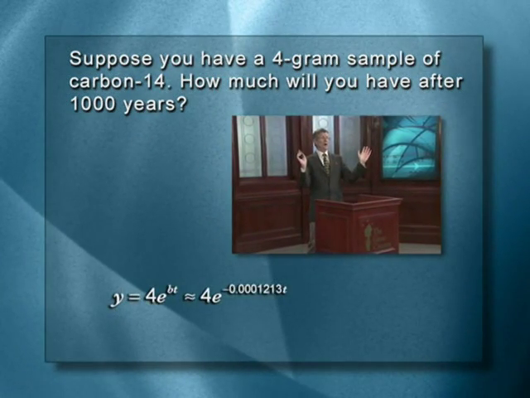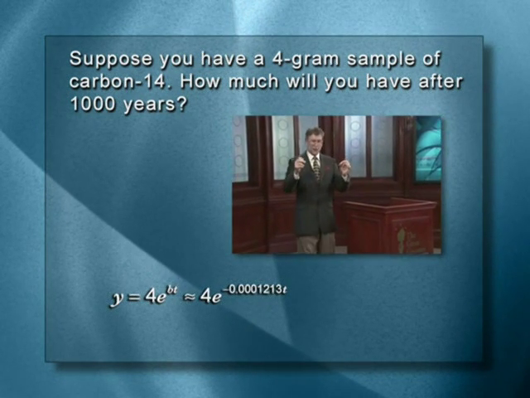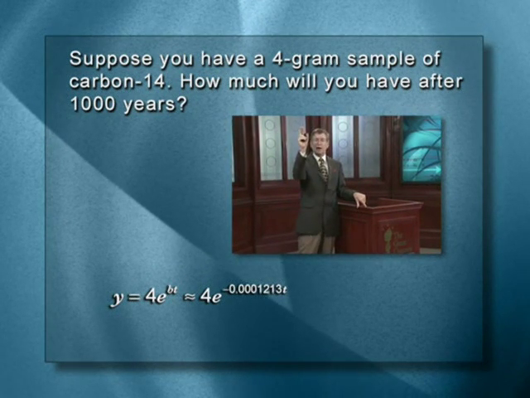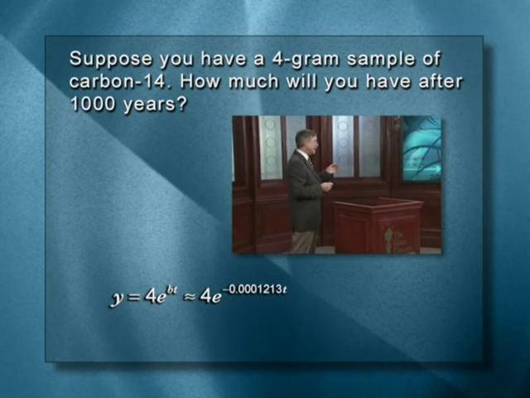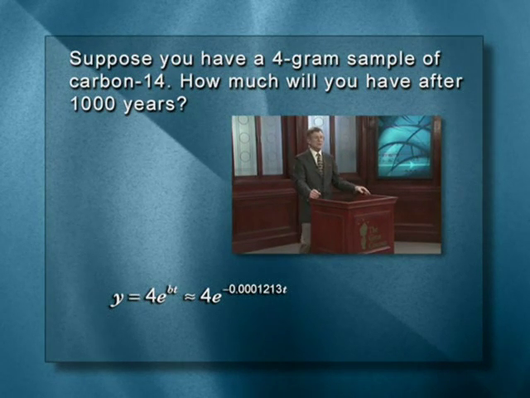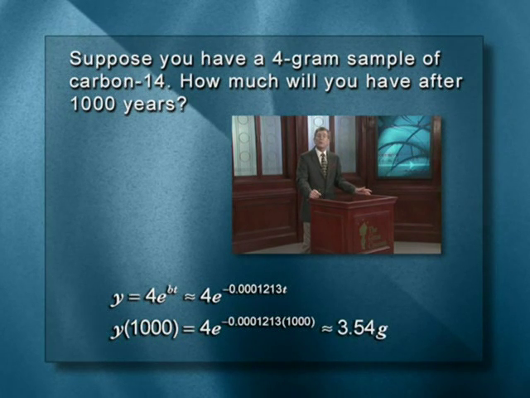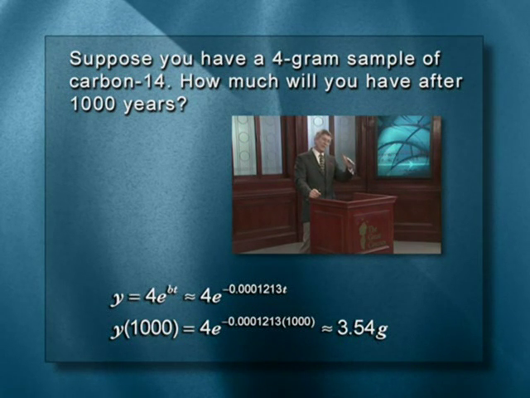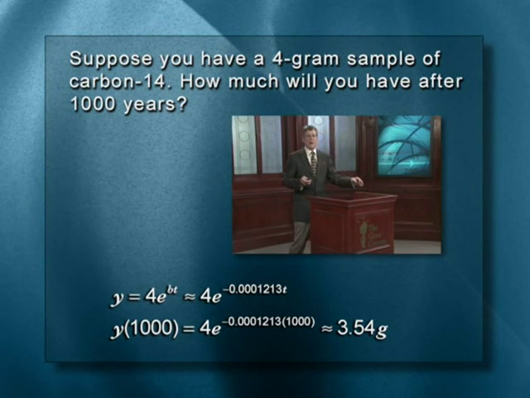So we now know the model. The model for radioactive decay of carbon-14 is given by y equals 4e to that exponential power, that decimal power. And to find out how much carbon-14 you have after 1,000 years, plug in 1,000. With your calculator, you determine it's about 3.54 grams. You started out with 4, and after 1,000 years, you've still got a lot. You've still got 3.54 grams.